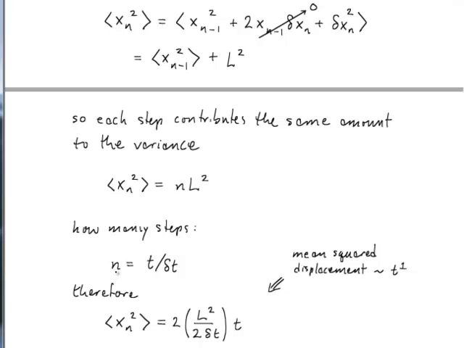Okay, so now how many steps did we actually take? Well, the number of steps is the total time elapsed divided by the time interval per step. And therefore, we can write down this formula that tells us that xn squared is equal to 2 times this result, L squared over 2 delta t, times t. And so we identify this quantity in parentheses as our diffusivity in one dimension, right? If the steps are L and the time interval between steps is delta t, then we would write down the diffusivity as L squared over 2 delta t.